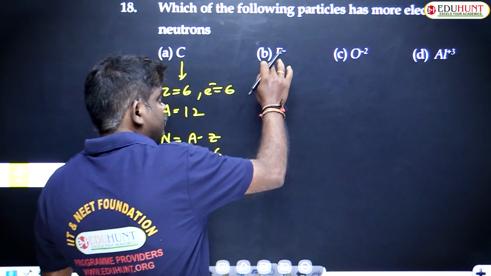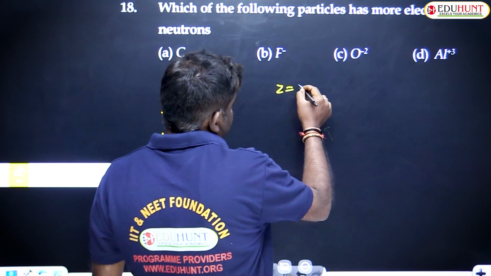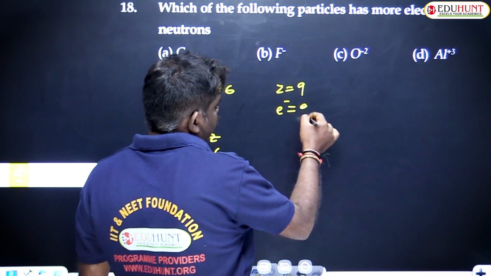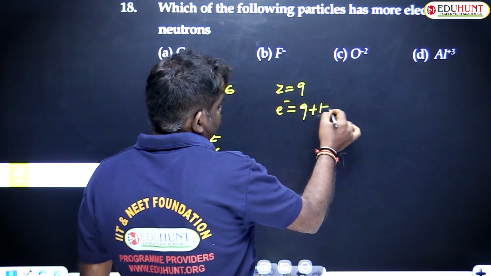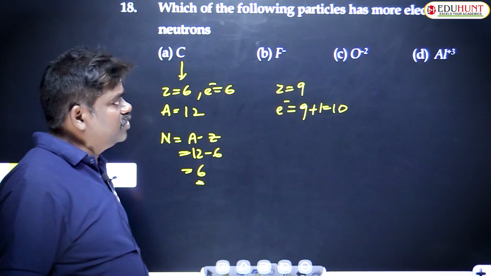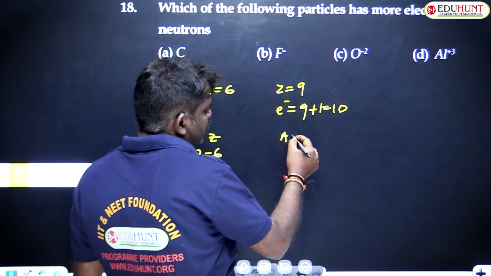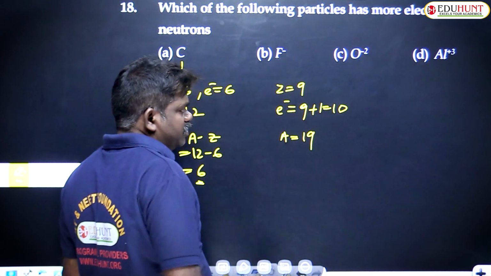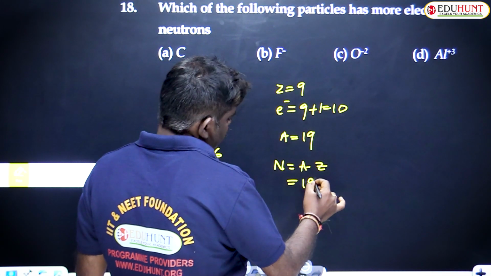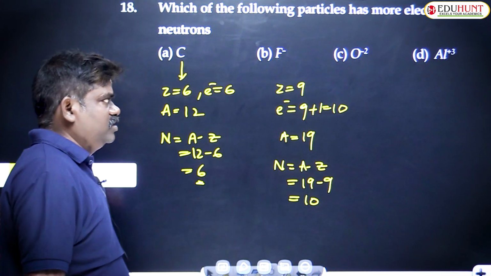But in this case fluoride ion, atomic number is 9, but number of electrons is 9 plus 1, that is 10 electrons, because minus means it takes 1 electron. And fluorine mass number is 19. The number of neutrons is A minus Z, 19 minus 9, 10. It is also equal. So it is not the answer.